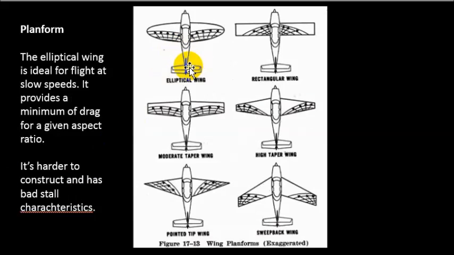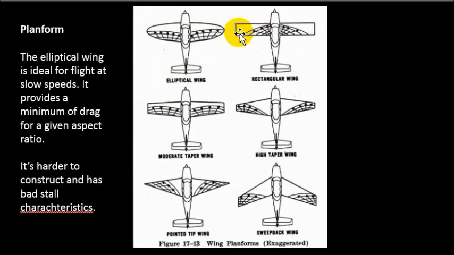The elliptical wing is ideal for flights at slow speeds, and it provides minimum drag for a given aspect ratio. It's harder to construct because of all this curvature. It's not like a rectangular wing. Some rounding out has to be done on these wings. So it's harder to construct, and it has bad stall characteristics.